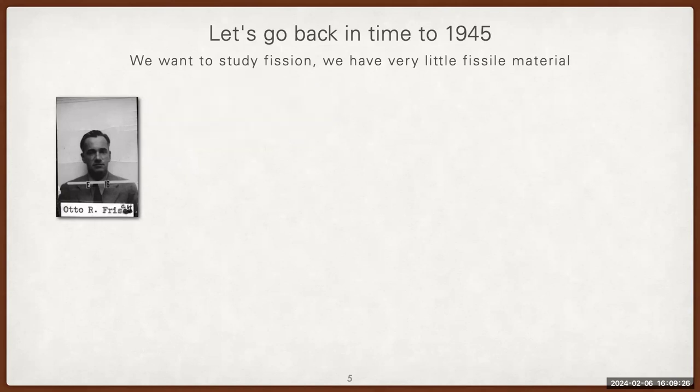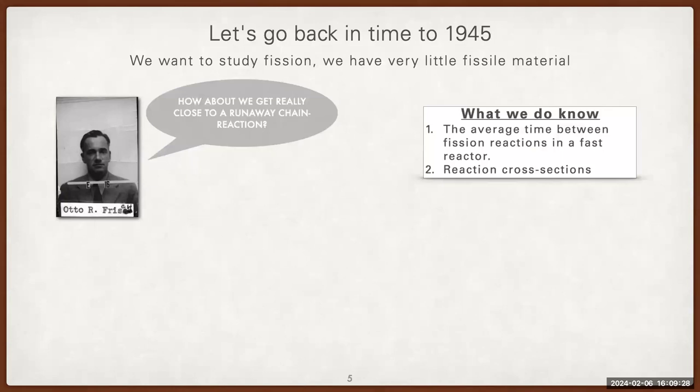But a surprising number of things were known. So, reaction cross sections were pretty well estimated from theory. And also the average time to fission reactions in the fast reactor was known because there had been some development of some fast reactors. Okay, so our first idea is, what if we get really close to a runaway chain reaction? So we can study some of these fundamental processes of fission in an isolated way.